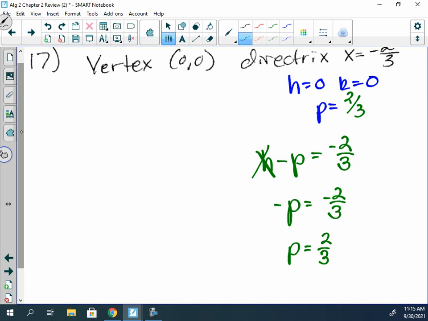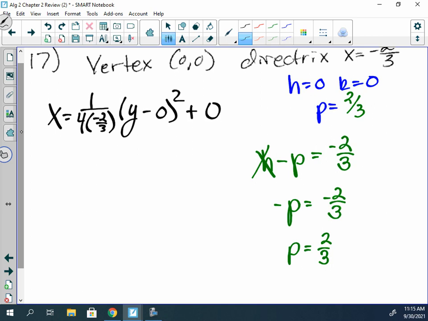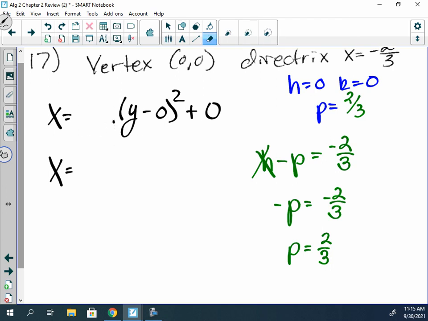So our equation for this here is going to be x equals 1 over 4 times negative 2/3, parentheses, y minus 0 squared plus 0. Well, does 4 times negative 2/3 give me a whole number? Yes, thank you. It should be positive, thank you. Yep, I switched the signs and completely lost track of it. Now, will 4 times 2/3 give me a whole number? Well, no, it's going to give me a fraction, yes?